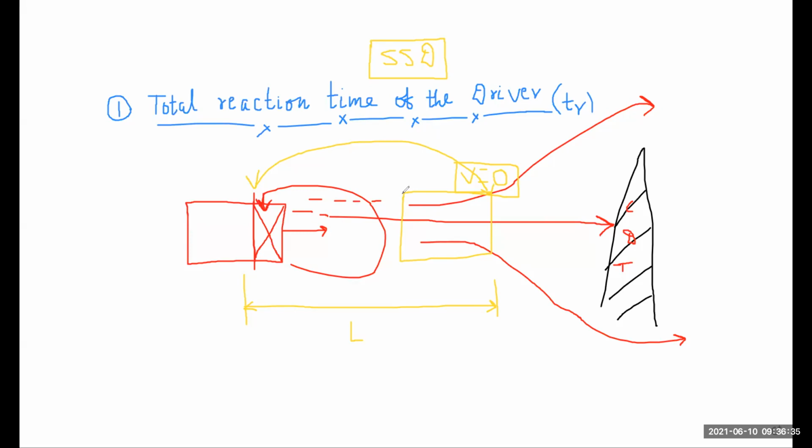This reaction time also depends upon various factors, because certain persons have fast reaction time and certain persons have slow reaction time. If a person consumes alcohol, then he has no real reaction time; he is lost in his drinking condition. So basically, the total reaction time of the driver is the time taken from the instant the object is visible to the driver to the instant he or she applies the brake.